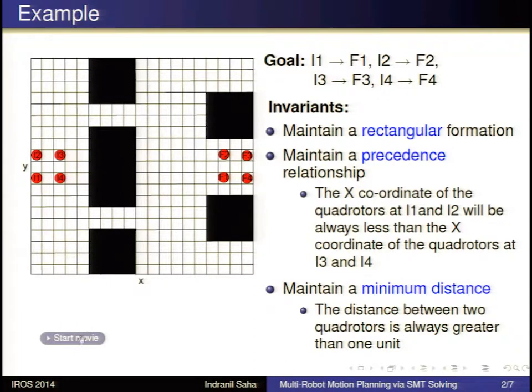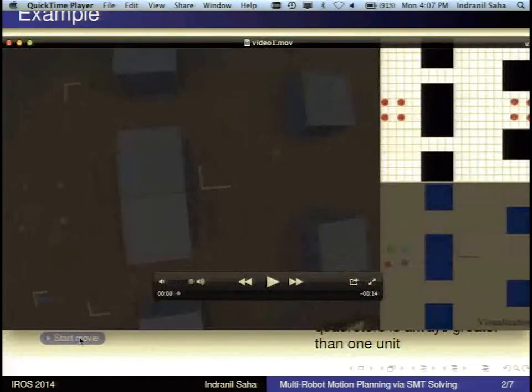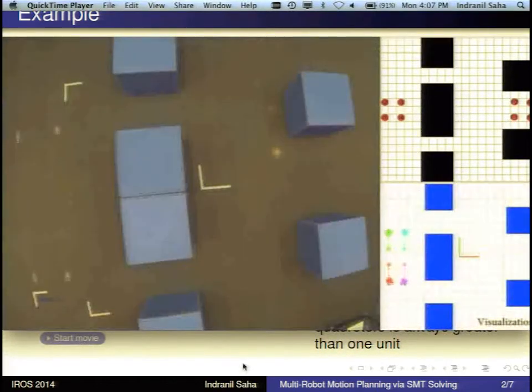We have synthesized such trajectories automatically, and in this video, you can see that 4 quadrotors are moving using those trajectories, and they are satisfying all those requirements.